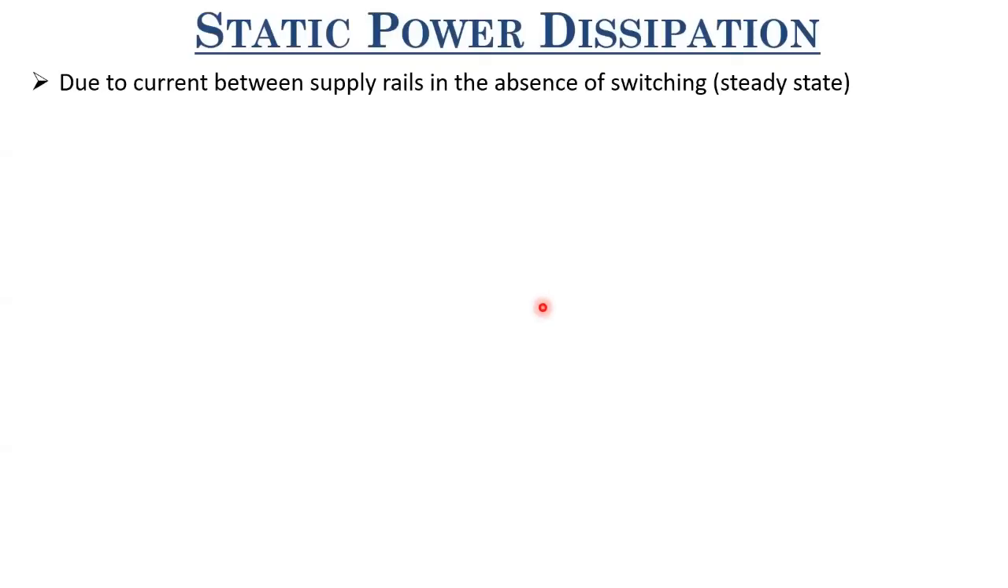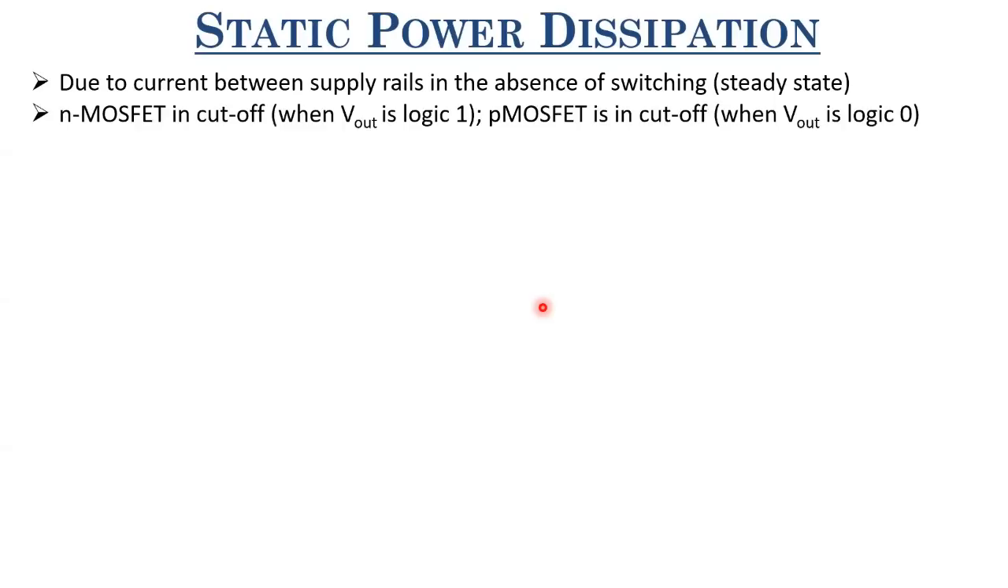So what exactly is static power dissipation? Static power dissipation arises because of current between the supply rails, between VDD and the ground, in the absence of switching, or when your output is at steady state. That is, your output is fixed at logic 0 or logic 1.